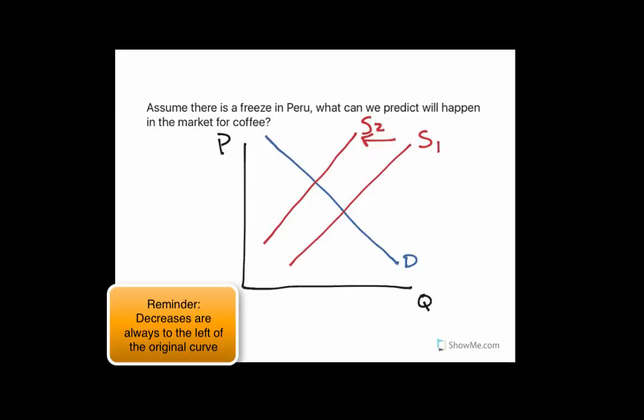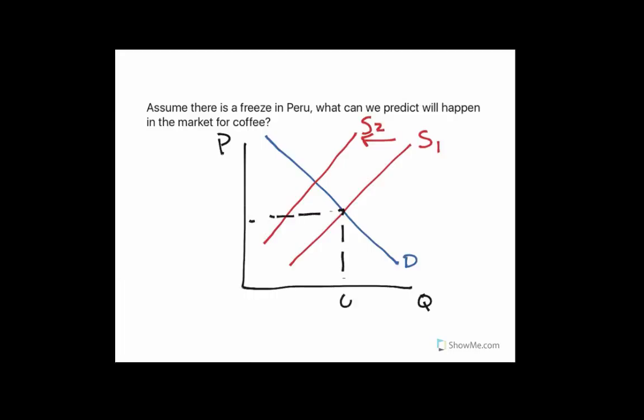So what does this mean for quantity and price? We were here, and then we moved to here. You can see that price goes up and quantity goes down.